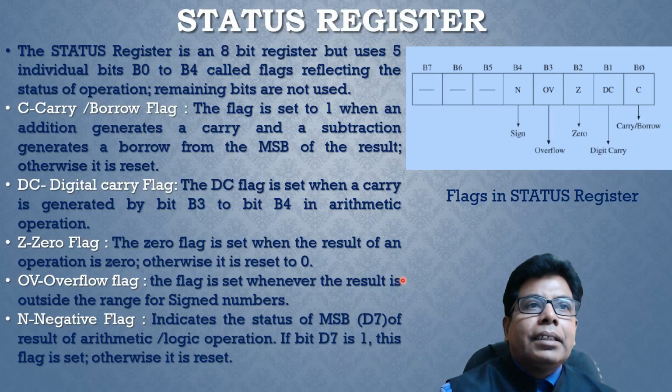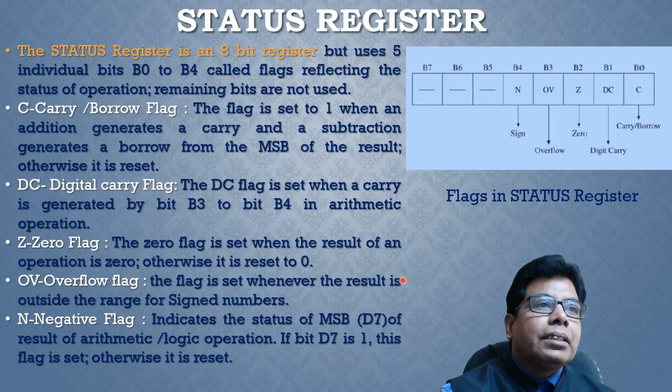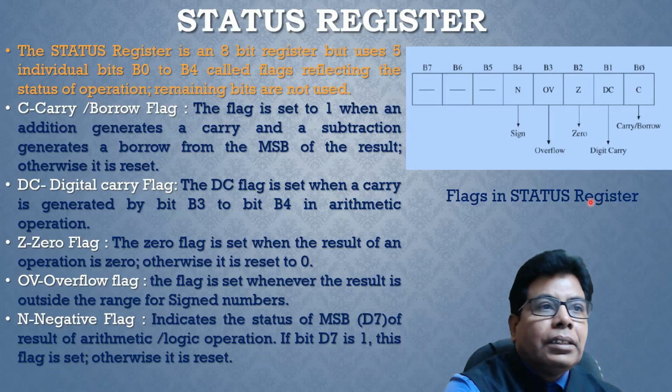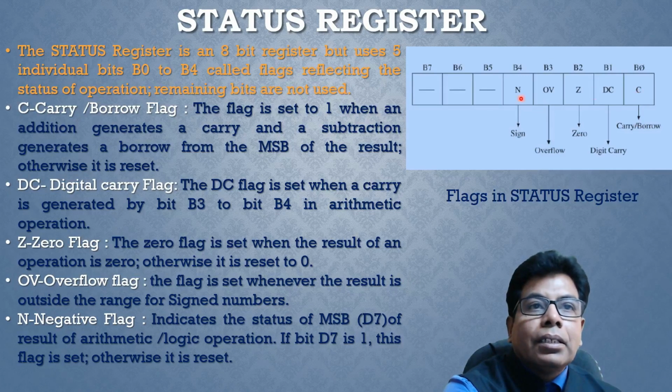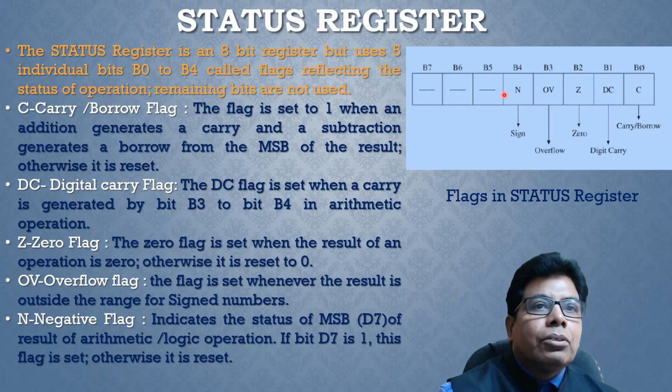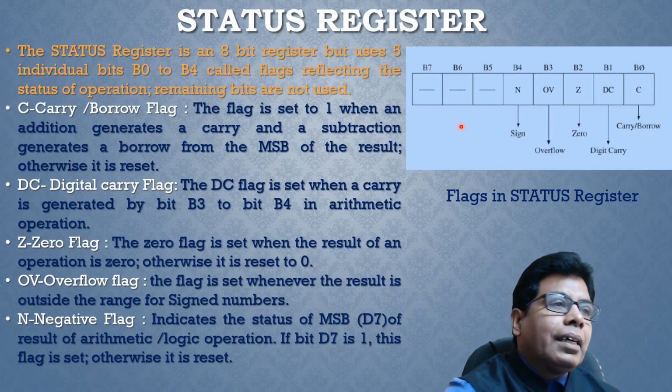Then the next is the status register. The status register is 8-bit but uses 5 individual bits, B0 to B4, called flags, reflecting the status of the operation. The remaining bits are not used. As you can see here, these are the 5 bits which are used, B0 to B4, and these are not used. Then we have the carry flag, the digital carry flag, zero, overflow, and sign. Let us see each of the flags.